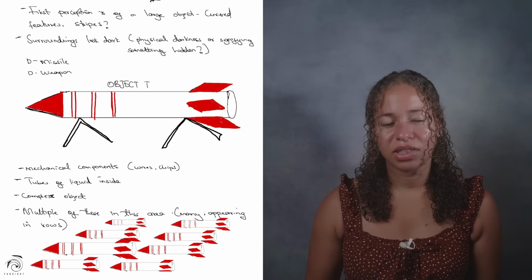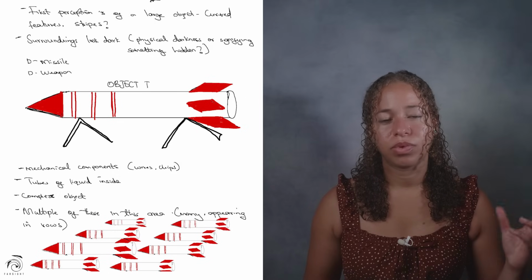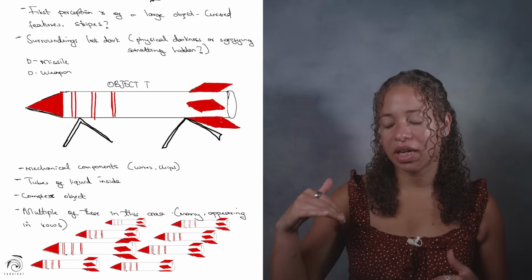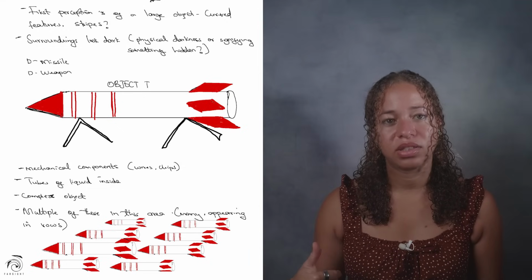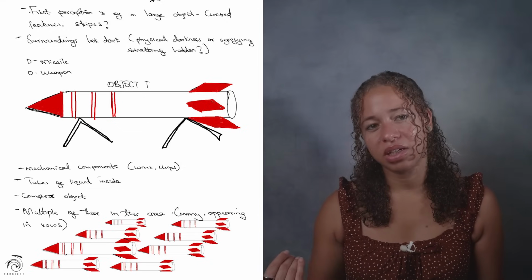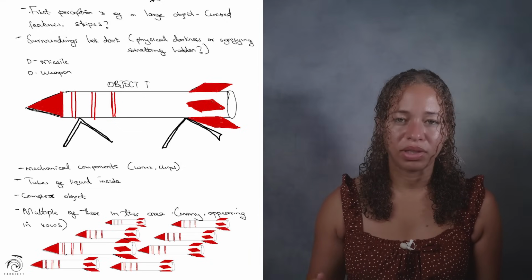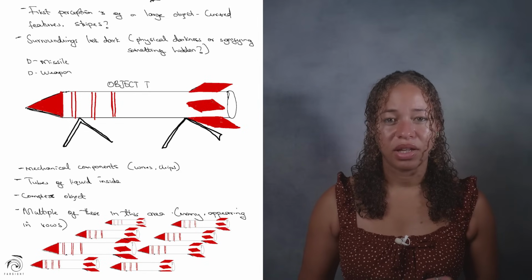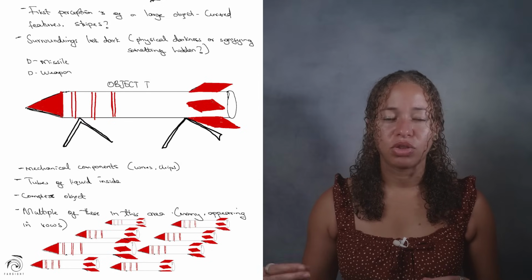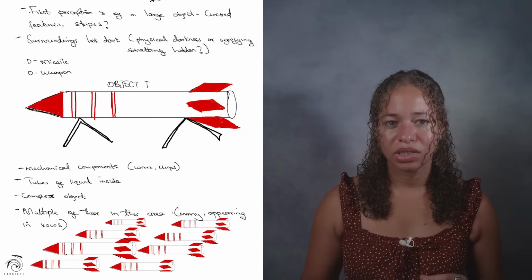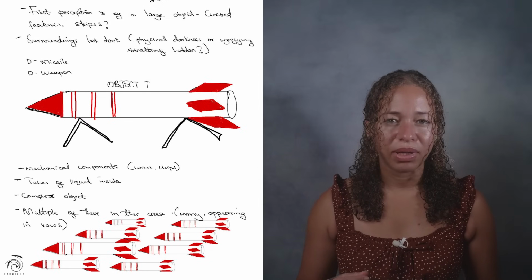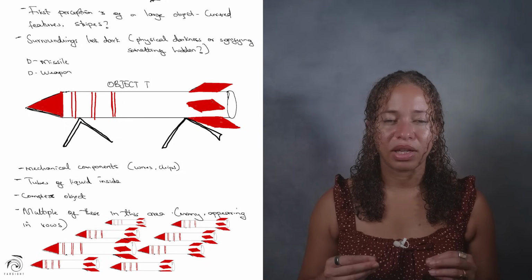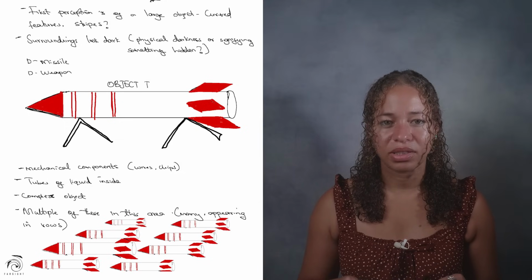A sketch of object T, so almost pencil-like shaped, but the end of it has these little wings sticking out. So for this, I'm deducing a missile or a weapon. I move inside object T. I'm picking up mechanical components like wires and chips. There's tubes of liquid running through object T. It feels like it's quite complex, the actual mechanism of it or the inward workings is very complex.